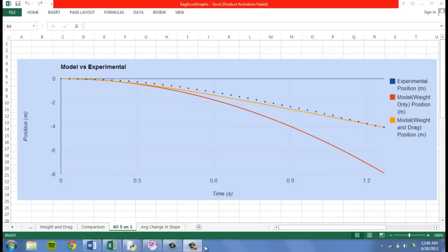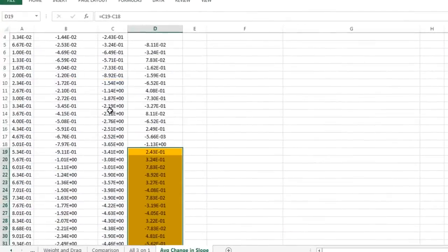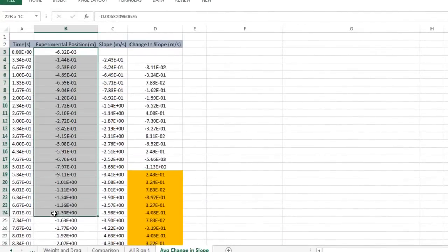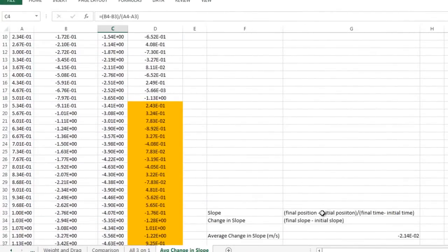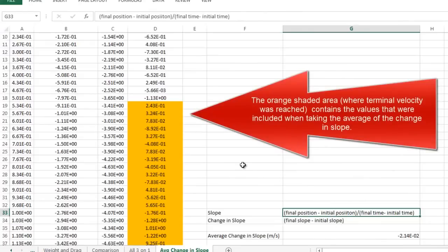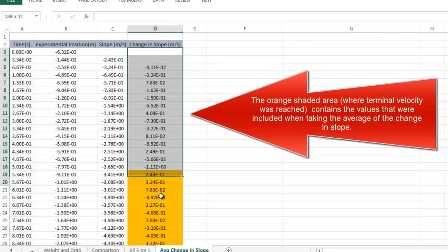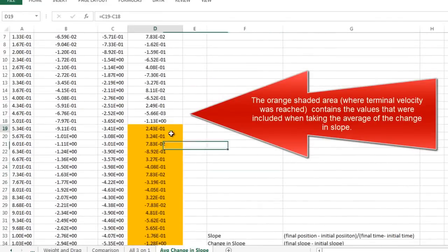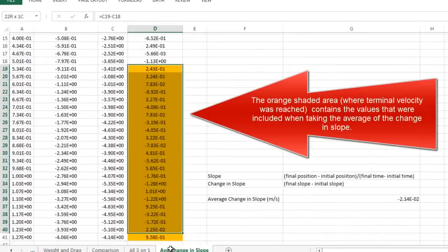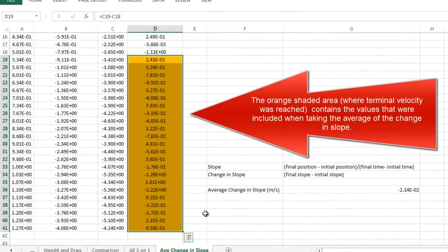To make sure my bag had terminal velocity, or was very, very close to having terminal velocity, I checked on Excel. I calculated the slope from the experimental position values that I had gotten by doing final position minus initial position divided by final time minus initial time. Then I found the change in slope by doing final slope minus initial slope and displayed those values here. Then I took a few of the values from the change in slope and averaged them because I thought they are what made up the terminal velocity, or where terminal velocity was.